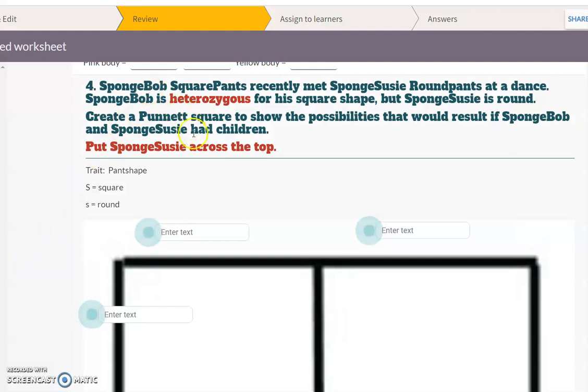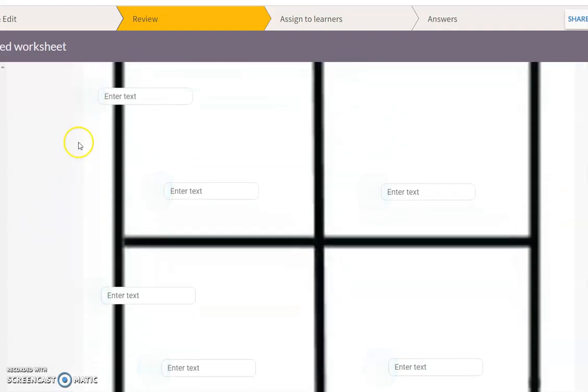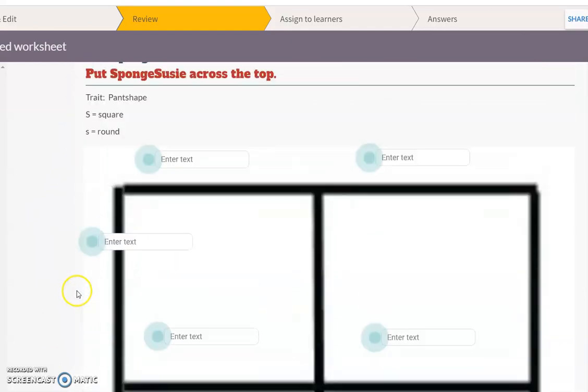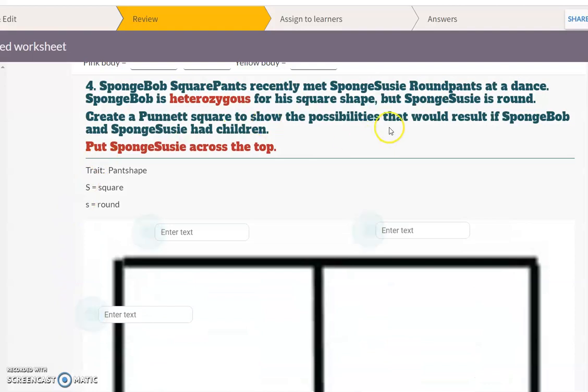So number 4 here, you've got SpongeBob and Sponge Susie, and they're going to get hitched and have some kids. SpongeBob is heterozygous. So you can see capital S is square, lowercase s is round, so he is heterozygous. If you'll please put SpongeBob here on the left. Remember, you got to keep your letters separate. Sponge Susie, she is round pants, and round pants is recessive, so that means that her letters are going to be the same.